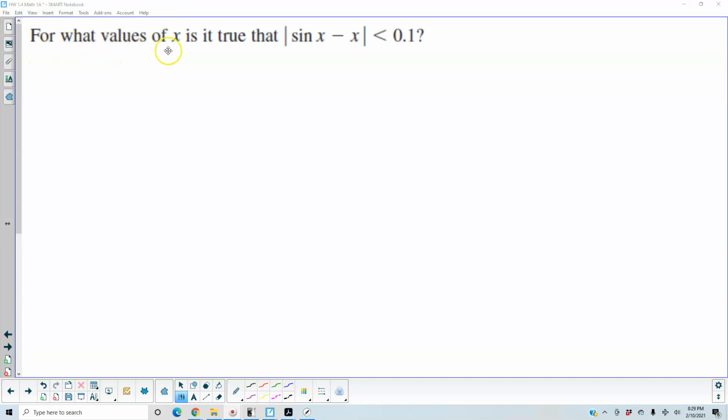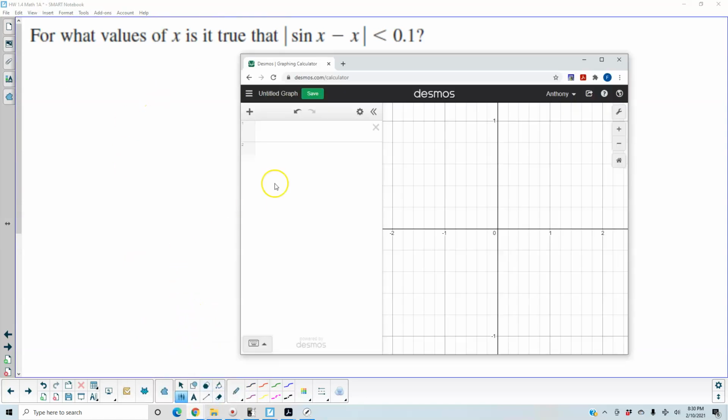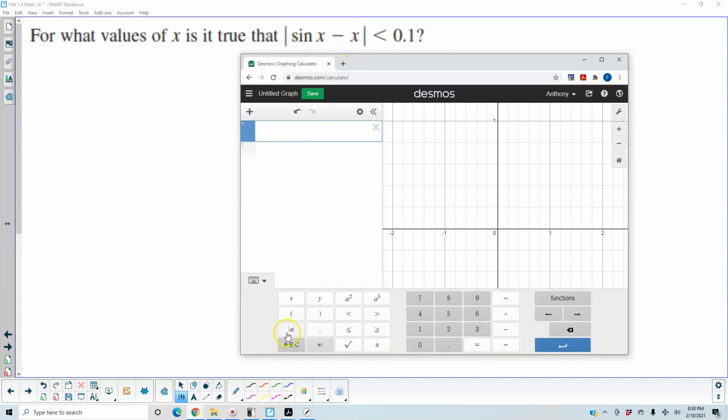Okay, for what values of x is it true that the absolute value of sine of x minus x is less than 0.1? Well, let's go ahead and graph that on Desmos. So we're first going to put in the function, the absolute value of sine of x minus x, so we can see what's happening with this graph.